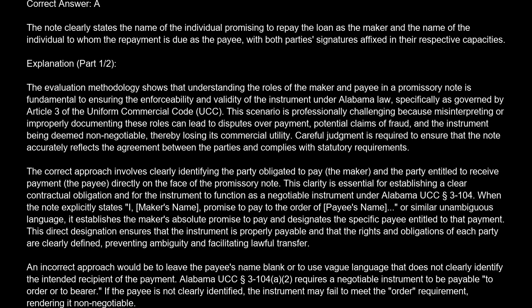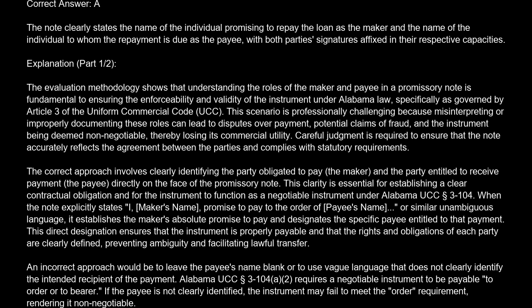This clarity is essential for establishing a clear contractual obligation and for the instrument to function as a negotiable instrument under Alabama UCC Section 3-104. When the note explicitly states "I, [maker's name], promise to pay to the order of [payee's name]," or similar unambiguous language, it establishes the maker's absolute promise to pay and designates the specific payee entitled to that payment. This direct designation ensures that the instrument is properly payable and that the rights and obligations of each party are clearly defined, preventing ambiguity and facilitating lawful transfer.